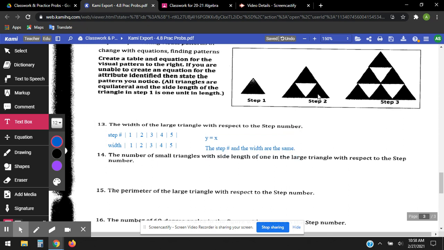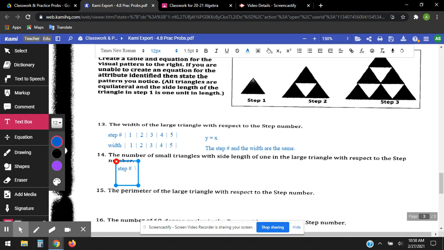All right, next, the number of small triangles with side length of 1 in the large triangle with respect to step numbers. We're not saying like this is a triangle and this is a triangle. They just want us to know 1, 2, 3, 4. Or are we just doing the dark triangles? Let me see on here. I think we're just doing dark triangles. So with the step number, and triangles.